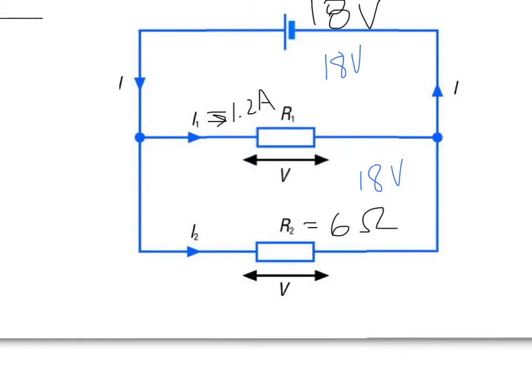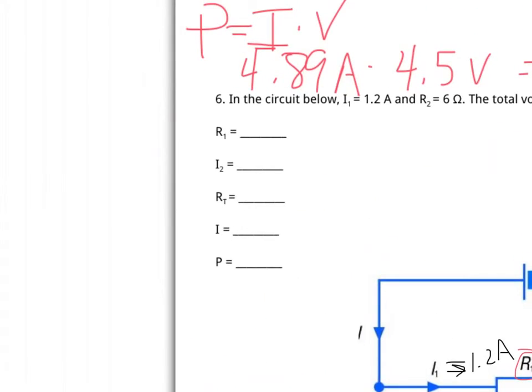That allows us to then use Ohm's law relatively simply to calculate R1 in a manner not too unlike what we've been doing all along. V equals I times R, where the voltage is 18, the current is 1.2 amps, and the resistance is what's unknown to us. So 18 divided by 1.2 should give us our value here for R1. That works out to 15 ohms. I'm just going to pull this over and put that in for R1, 15 ohms.